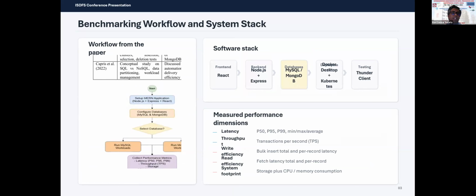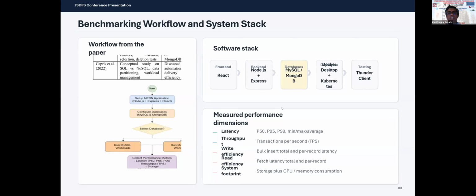This is the workflow that we tried to follow, a conceptual study on SQL versus NoSQL data partitioning and workload management. We started with a starter MERN application. From there, we did the configuration of the databases, MySQL and MongoDB, ran the MySQL workloads and the MongoDB workloads, and collected the performance metrics: latency, throughput, and storage. The software stack is React for the front end, Node.js plus Express for the back end, MySQL or MongoDB as databases, Docker Desktop plus Kubernetes, and Thunder Client for testing.